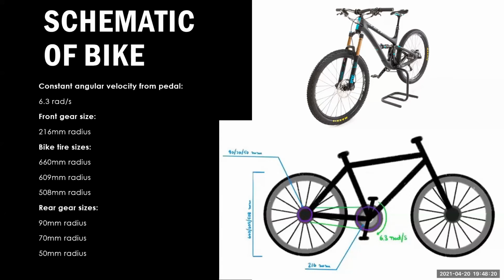So we got the schematic of the bike, and we can see, again, the constant angular velocity, the front gear size, the bike size tires, and the rear gear size. And the reason why we have these tires so big is because we thought it'd be funny.